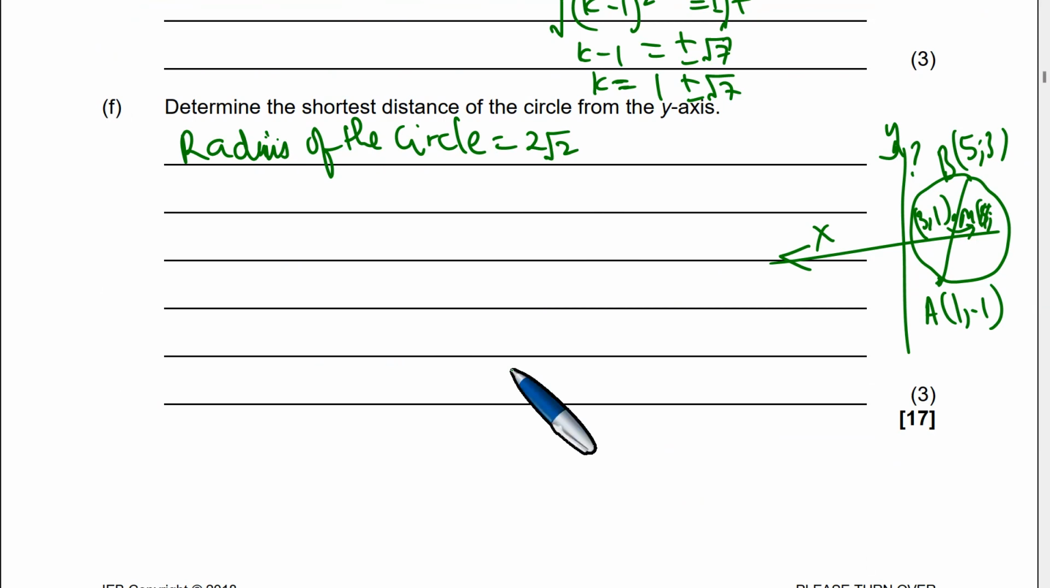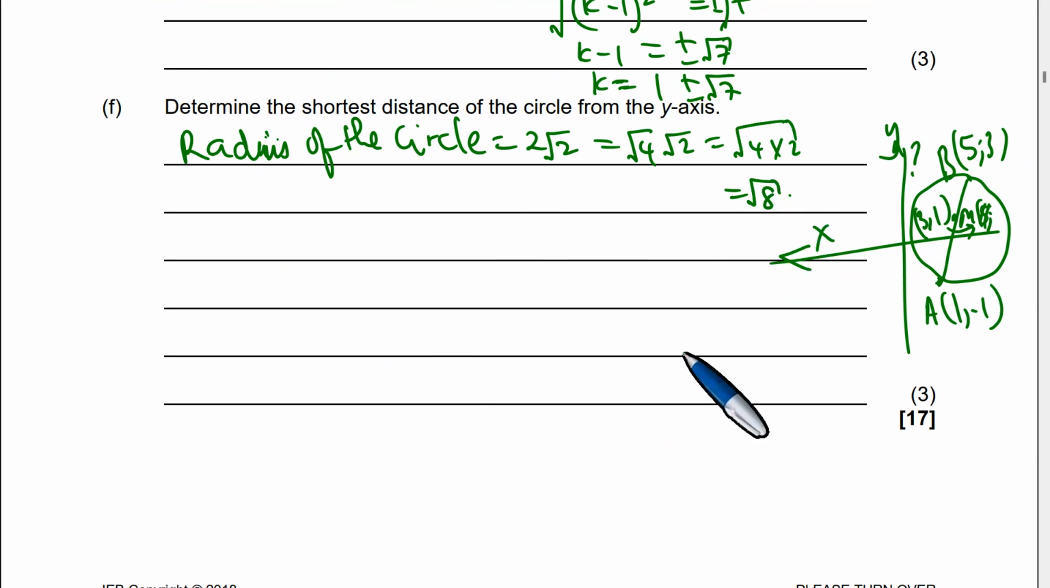But you must realize that the number 2 is the same as the square root of 4, and the square root of 4 times 2 is the square root of 8.